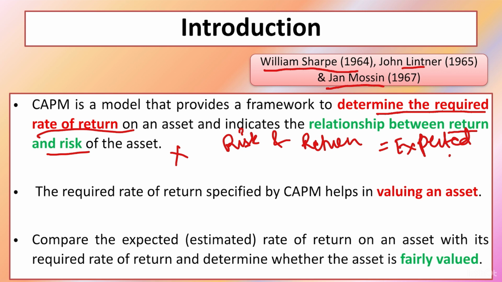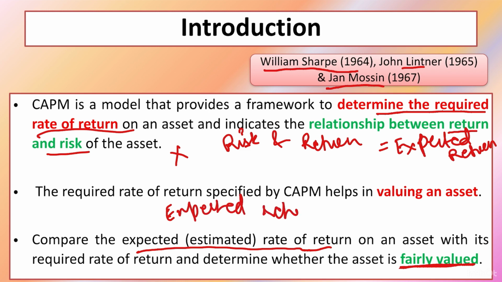Using the CAPM model, the expected return can be computed, and once you compute the expected return, you can see whether your security is fairly valued or not. Now, how can you see whether the security is adequately valued or not? You will compare the expected return that was computed through CAPM with the actual return. Then you can value your security. You will understand whether your security is undervalued or overvalued with the help of the CAPM model.